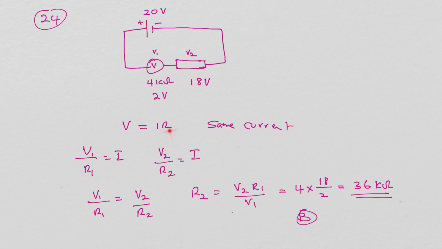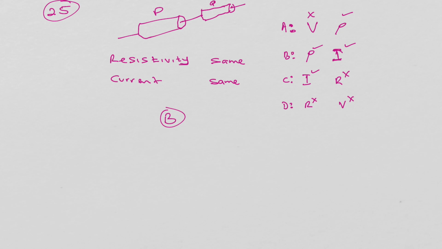So V equals IR. They have the same current flowing through them, so current is constant. V1 over R1 is equal to I, and V2 over R2 is also equal to I. Therefore, V1 over R1 is equal to V2 over R2. R2, which is what we're looking for, is V2 over V1 times R1, which is 4 kilo ohms, just leave that as kilo ohms, times the ratio of the voltages, 18 over 2, and that would be 36 kilo ohms. So the answer is B. That would be 36 kilo ohms. The answer is B.